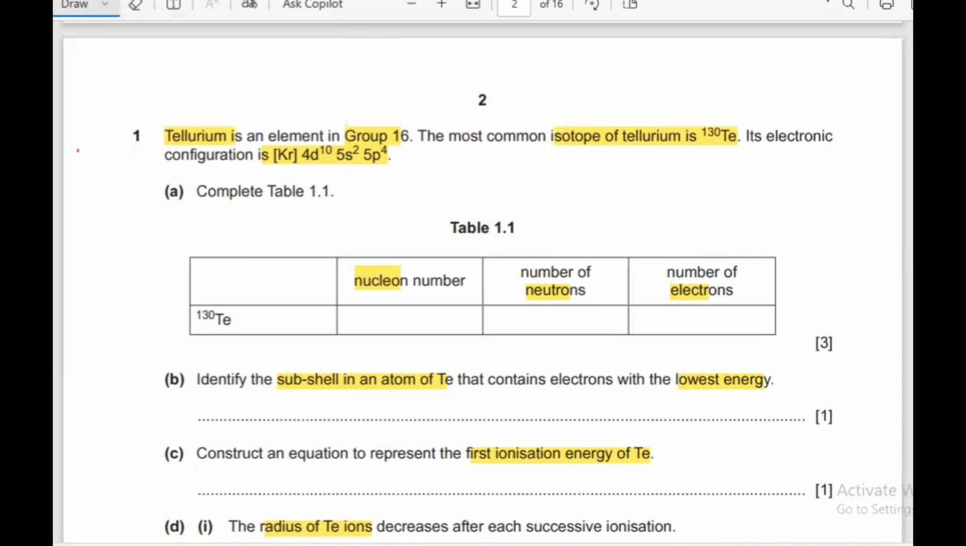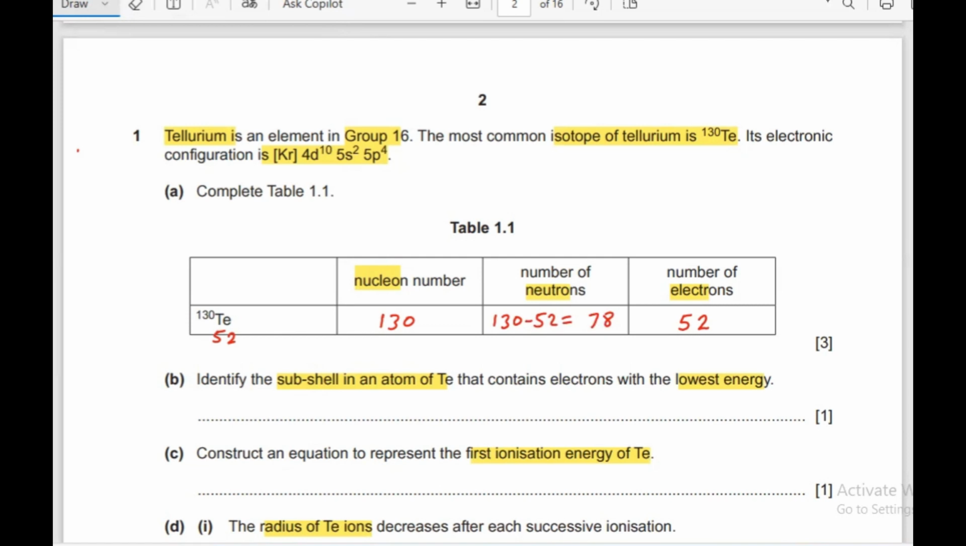Tellurium is 130. If you look at the periodic table, the proton number of tellurium is 52. Then the nucleon number, 130, is the nucleon number. Number of neutrons, number of electrons. 52 is the proton number. This is an atom, so it must contain 52 electrons. The number of neutrons is 130 minus 52, which is 78. So there are 78 neutrons in a tellurium atom.